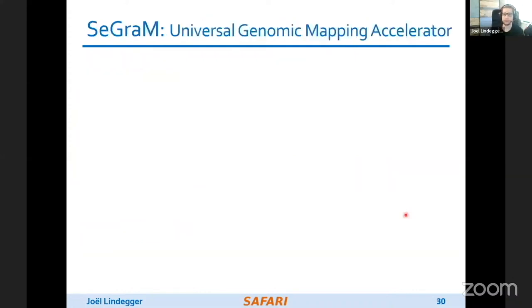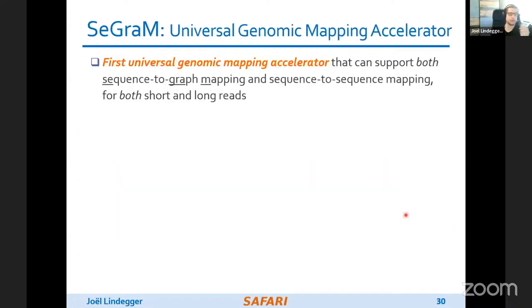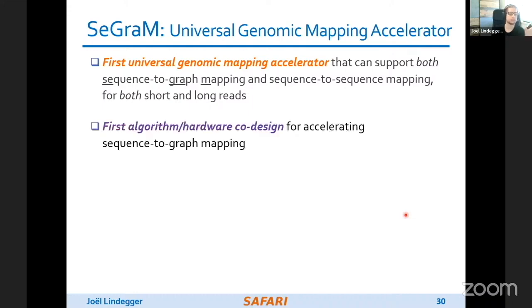this is SeGraM. Our proposal SeGraM is the first universal genomic mapping accelerator, and it's universal because it can both support sequence-to-graph mapping and sequence-to-sequence mapping, and it can do both for both short as well as long reads. That's why we call it universal. So we came up with this accelerator by algorithm hardware co-design. So we both designed hardware and fine-tuned the hardware to the algorithm and kept refining algorithm parameters and the exact algorithm layout such that it would fit the hardware very well again.